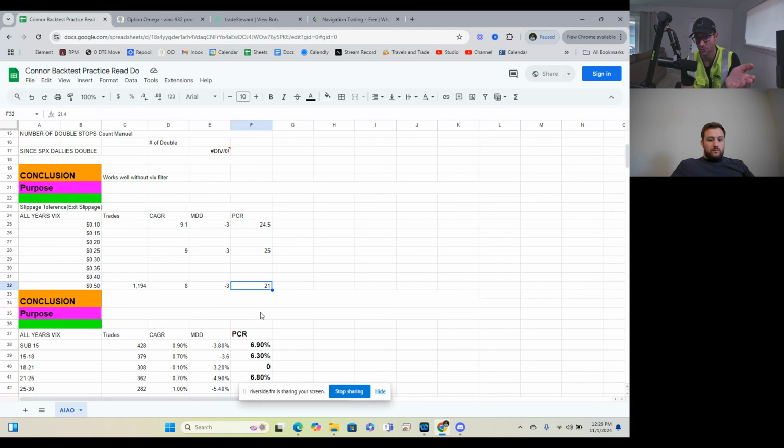What this shows is EV, or what I call expected value. EV, or expected value, is a function of the PCR. So even with 50-cent slippage, we have a 21% premium capture, or a 21-cent expected value on every dollar we sell. Does that make sense? Yeah, that makes perfect sense.